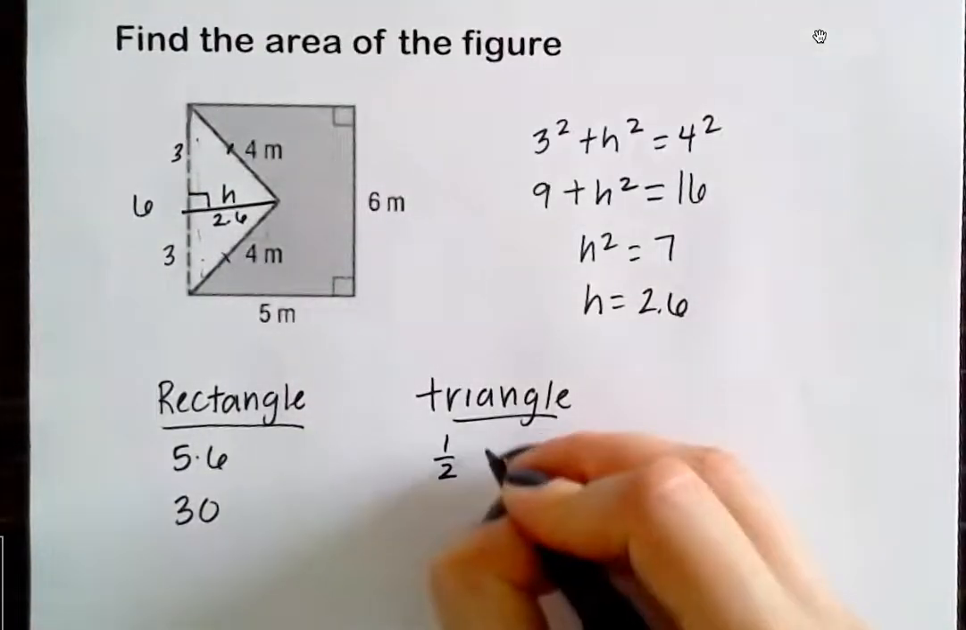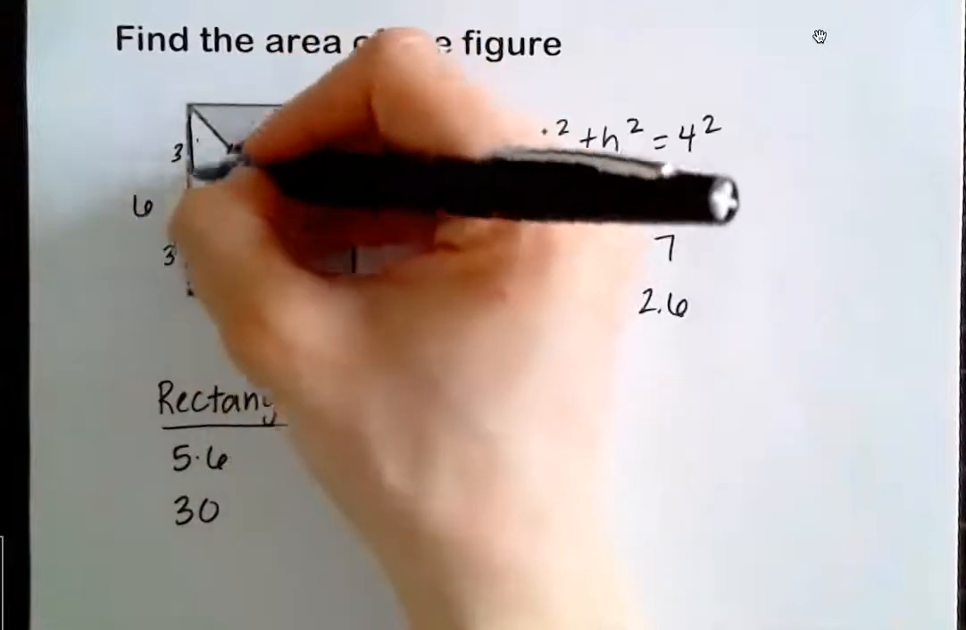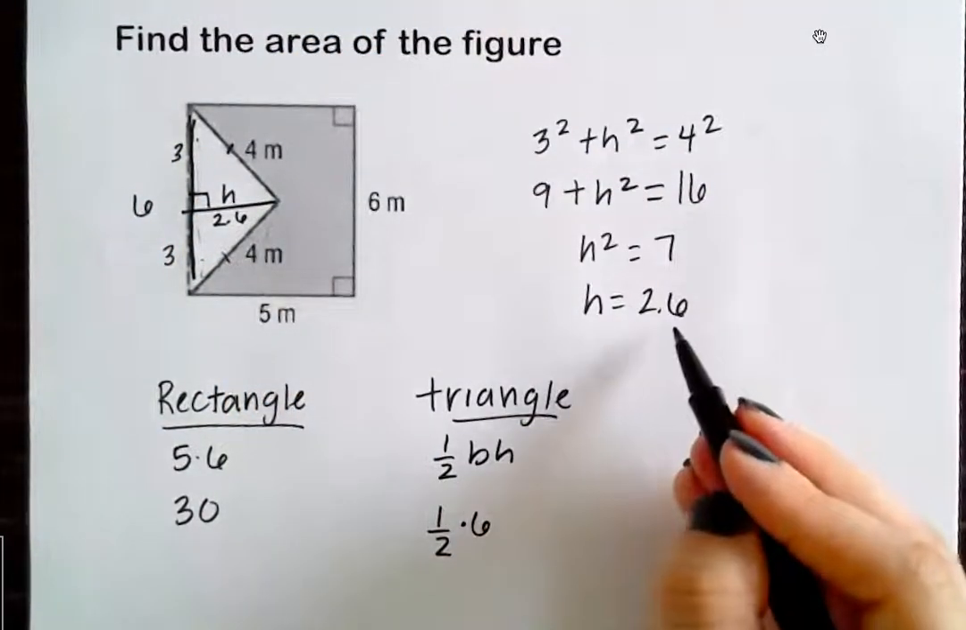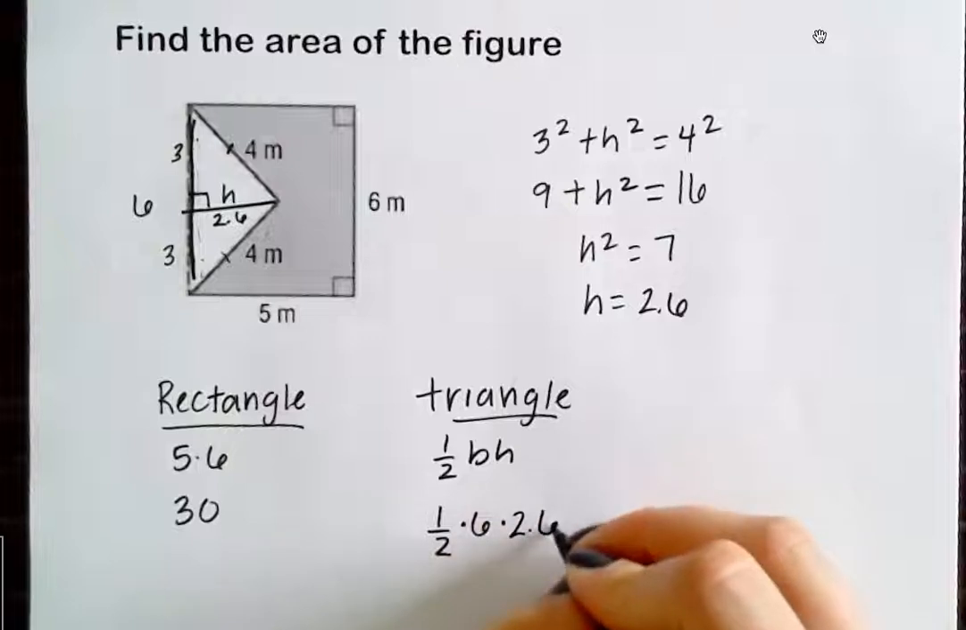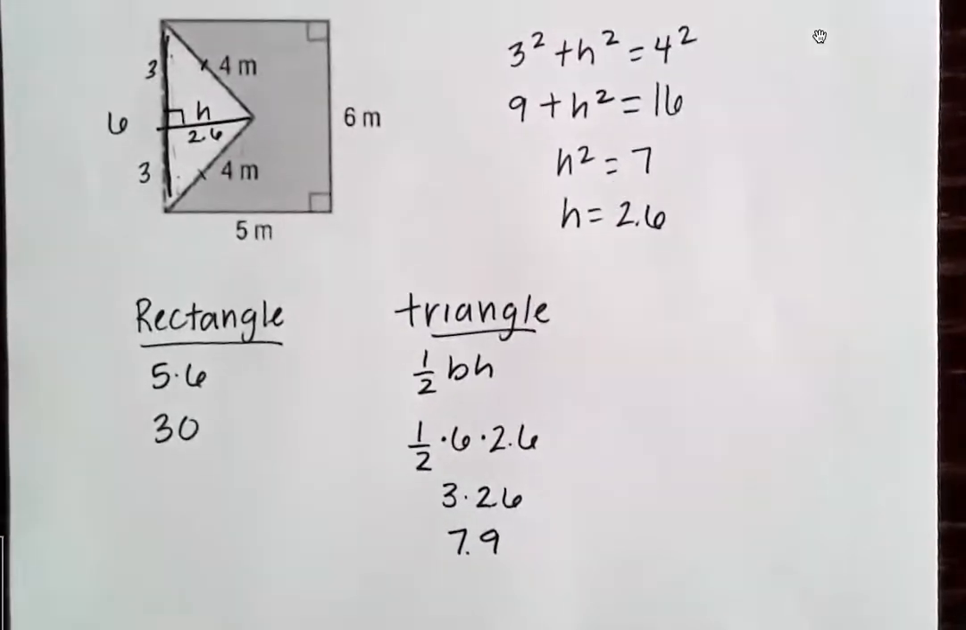So half base times height. Our base we said was 6. We just found our height of 2.6. Half of 6 is 3. 3 times 2.6 is 7.9. Oops, sorry folks. There we go.